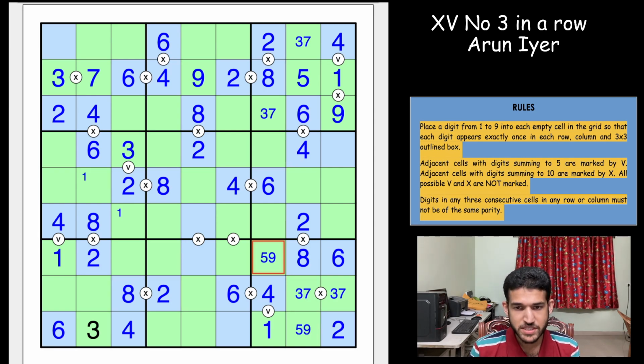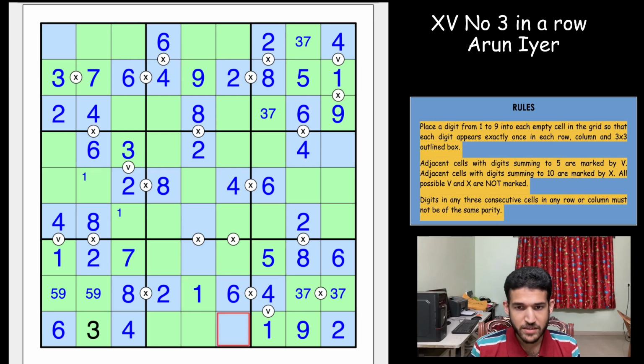And 3, 4, 6, 7, 2 and 8. So 1 and 1 is here, so this would be 1. That would be 5, 9 for the row. This has to be a 7. And look at this 5. You get a 9 here and a 5 here.